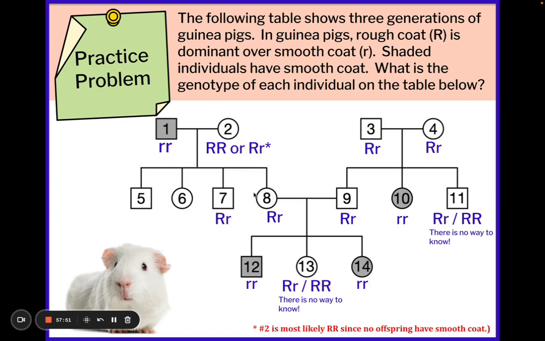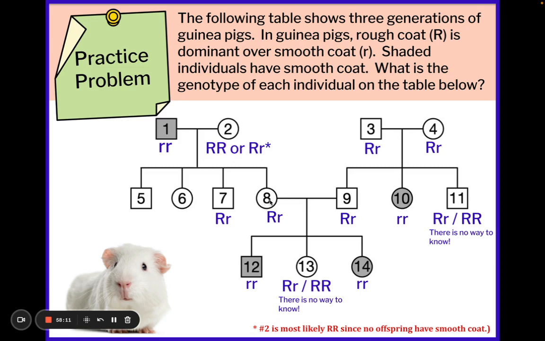Now, this person, we can say, okay, hey, they're heterozygous for sure. We're not sure what number 2 was, and we will never be sure. If they had an offspring that did have a smooth coat, we would know for sure that this one was heterozygous, but we don't have that. We don't have enough information. So we have to put both of these genotypes here.